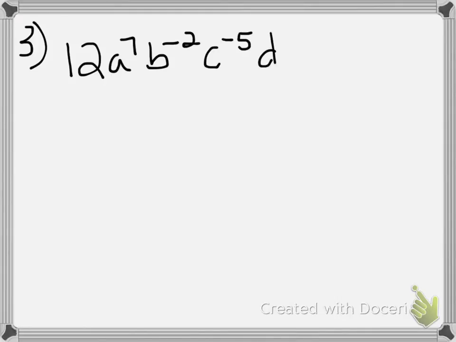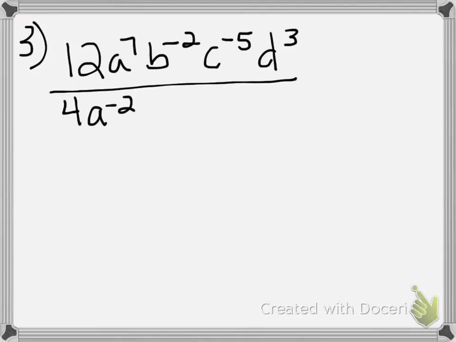And so number 3, I have 12 a to the 7th, b to the negative 2, c to the negative 5, d to the 3rd power, all over 4a to the negative 2, b to the 10th, c to the negative 2, d. Whew, that's quite a bit. So we've got a lot going on in this one.